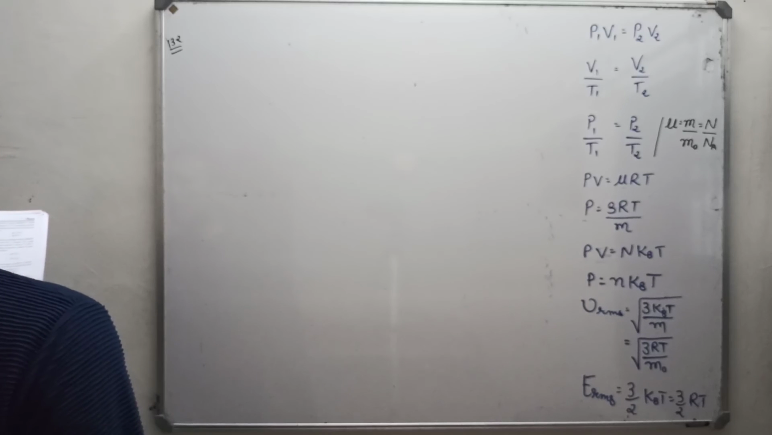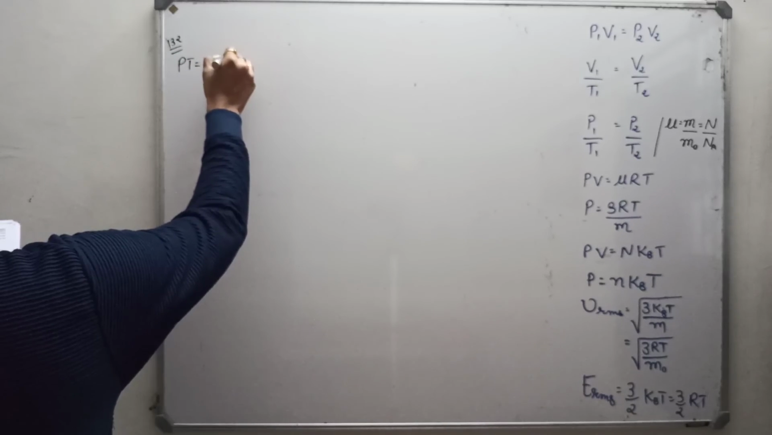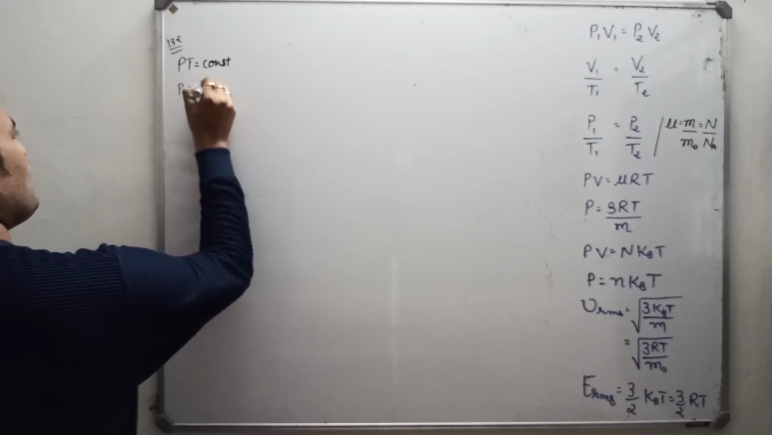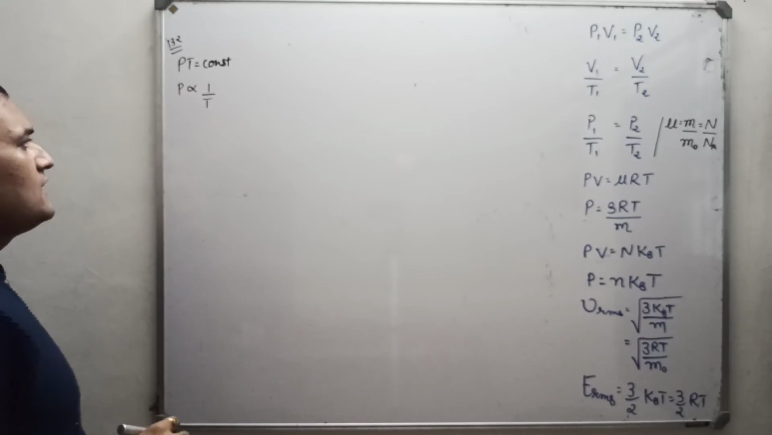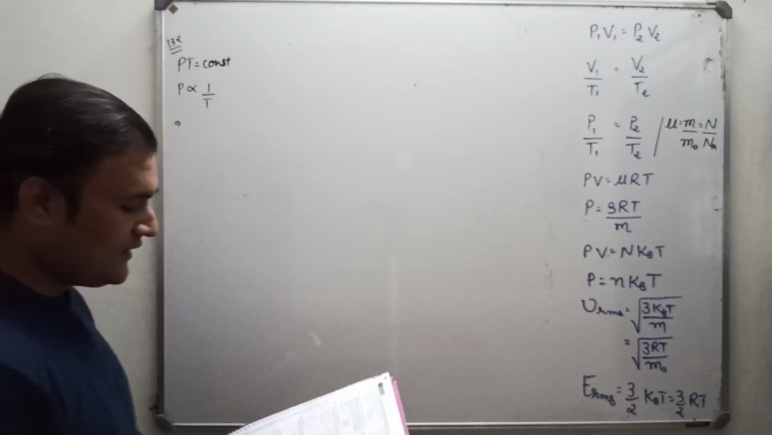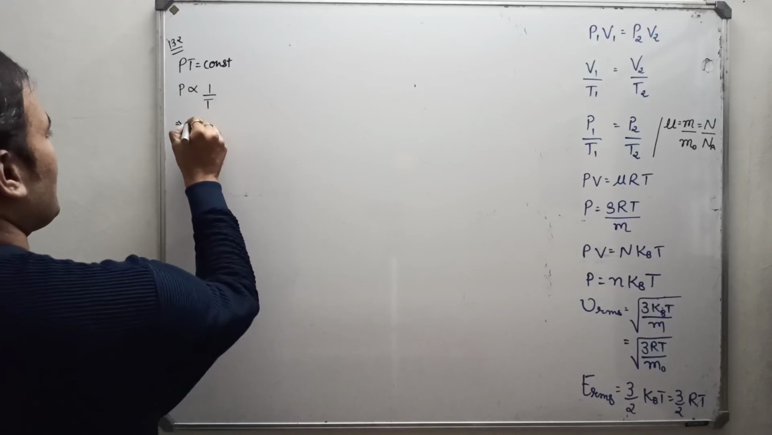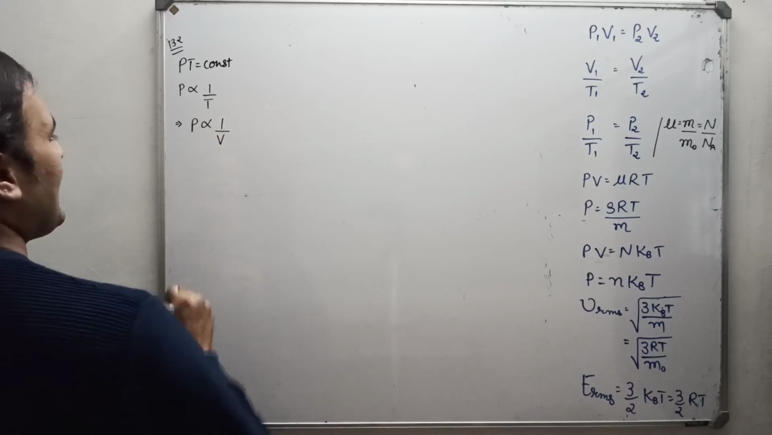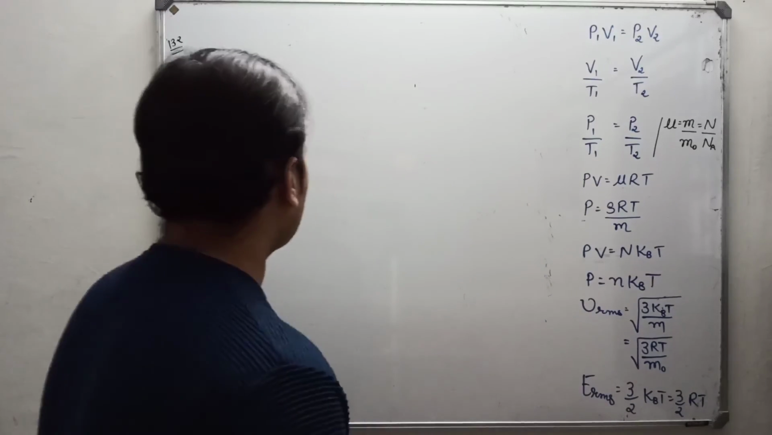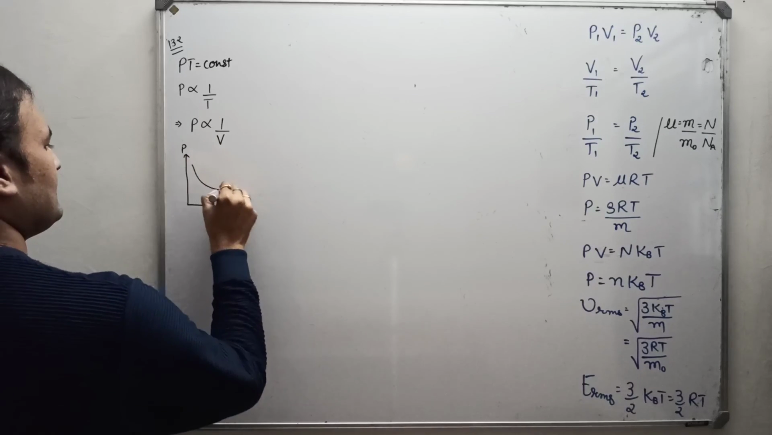An ideal gas follows a process PT is equal to constant. So PT constant means P is proportional to 1 upon T. But we are asked to correct the graph between pressure and volume. P is proportional to 1 upon V, because according to Boyle's law P is proportional to 1 upon V. So very simple, the graph is the same as Boyle's law.